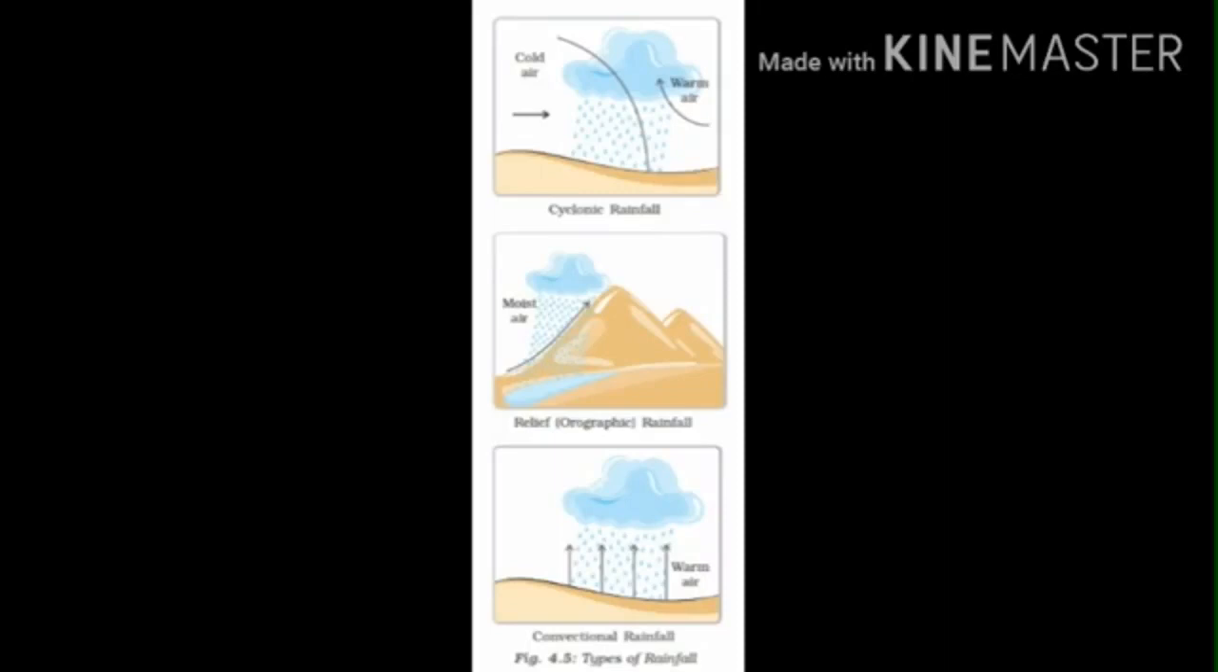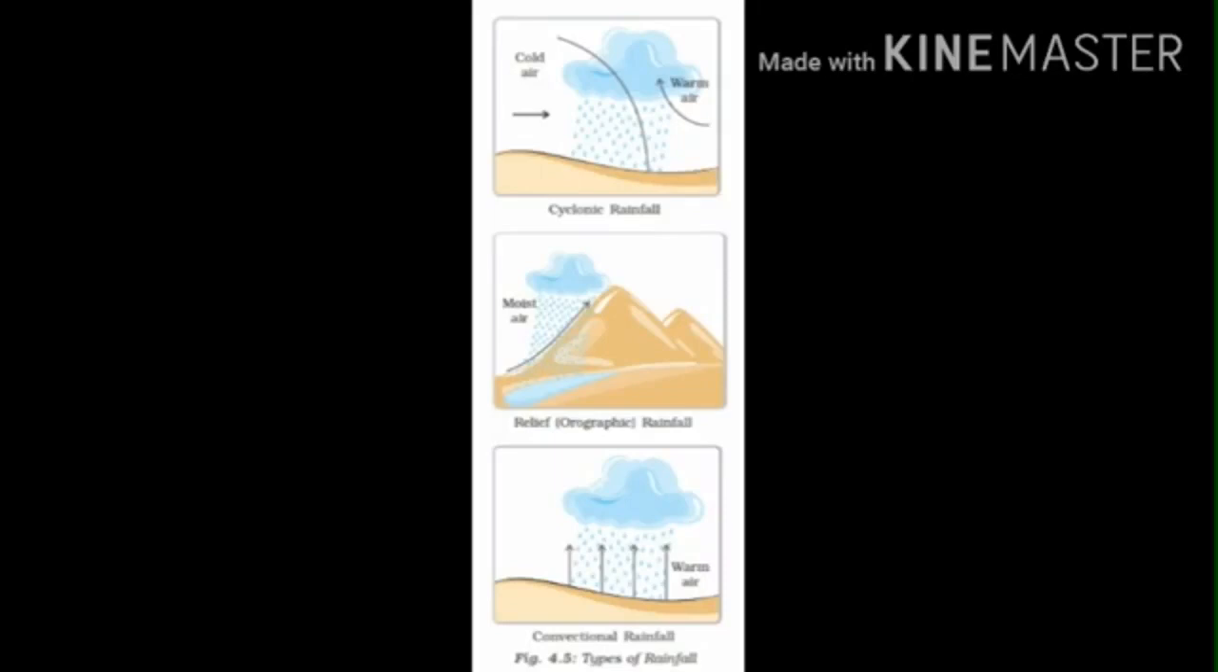Clear, children? What is meant by convectional rainfall? When the moist air gets heated and rises up in the atmosphere, the air further expands, then cools and condenses to form clouds, to bring rainfall.